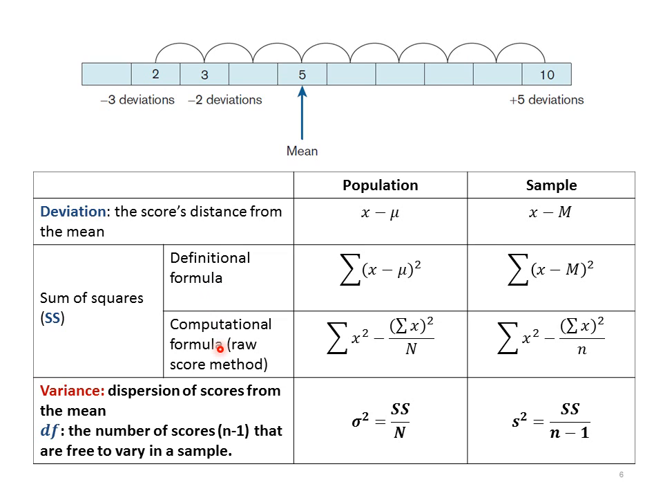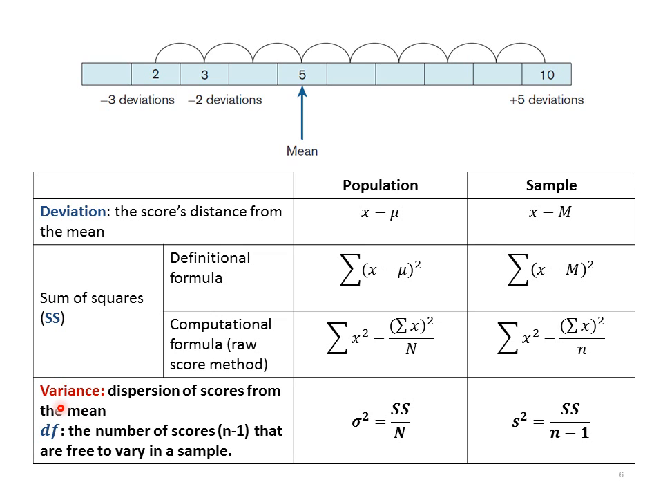So there are 2 ways to compute the sum of squares: definitional formula and a computational formula. If you have both the score and the population mean, or the score and the sample mean, you can use the definitional formula to compute the sum of squares. If you only have the score and the population size or the sample size, you can use the computational formula without calculating the mean first.